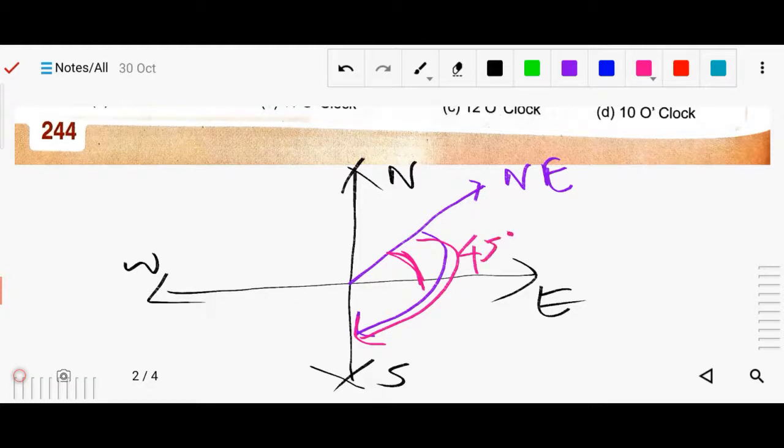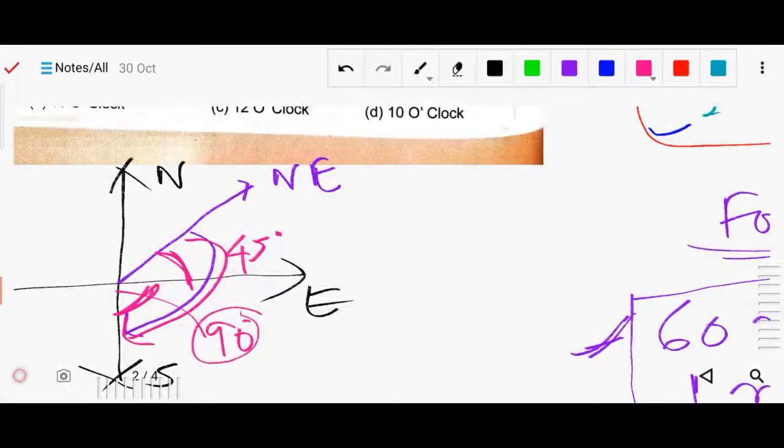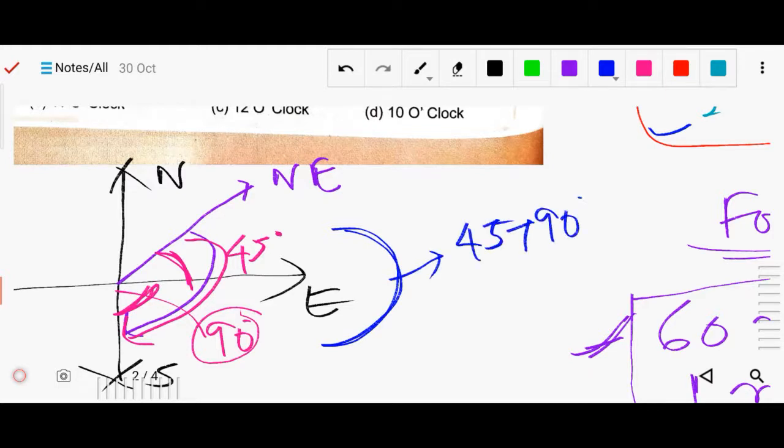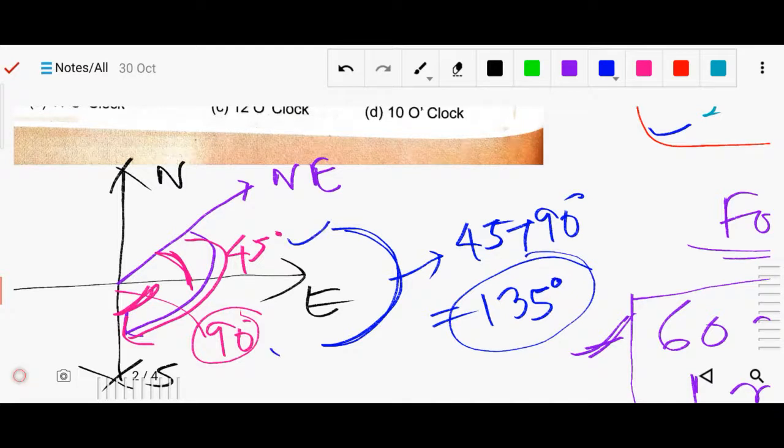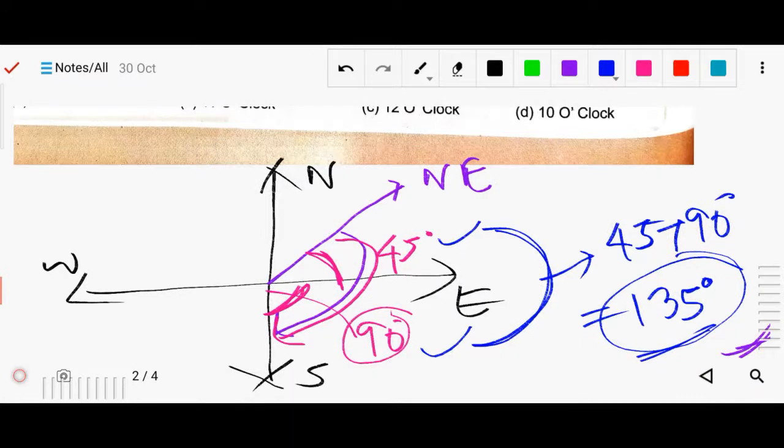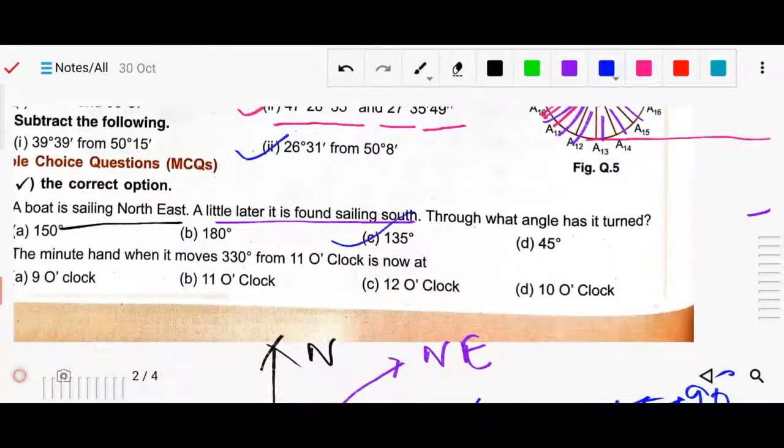45 degree. Now from here to here it is actually 90 degree. This angle is your 90 degree. So altogether, what is the total angle it turned? So it is 45 plus 90 degree. So 45 plus 90, it is 135 degree. Got it? Okay. So your answer is 135, this C number.